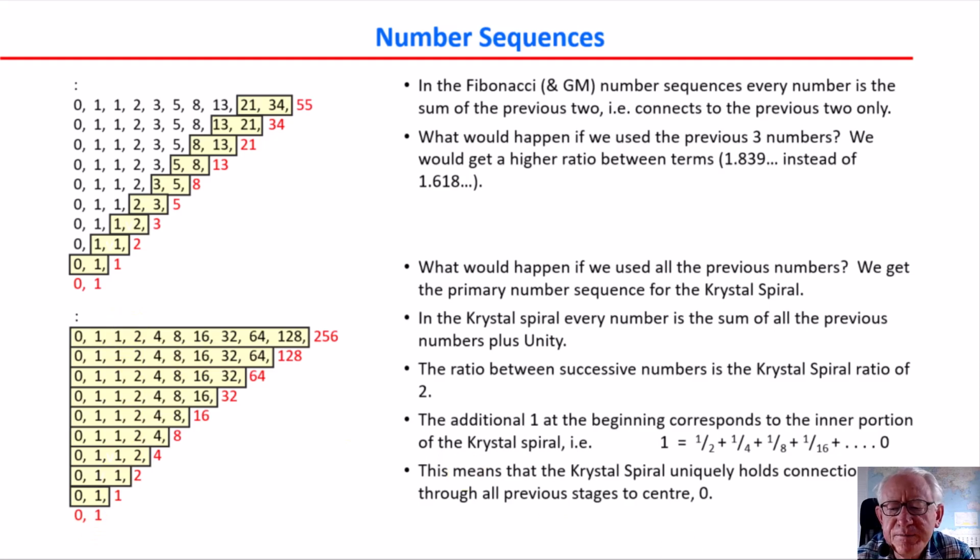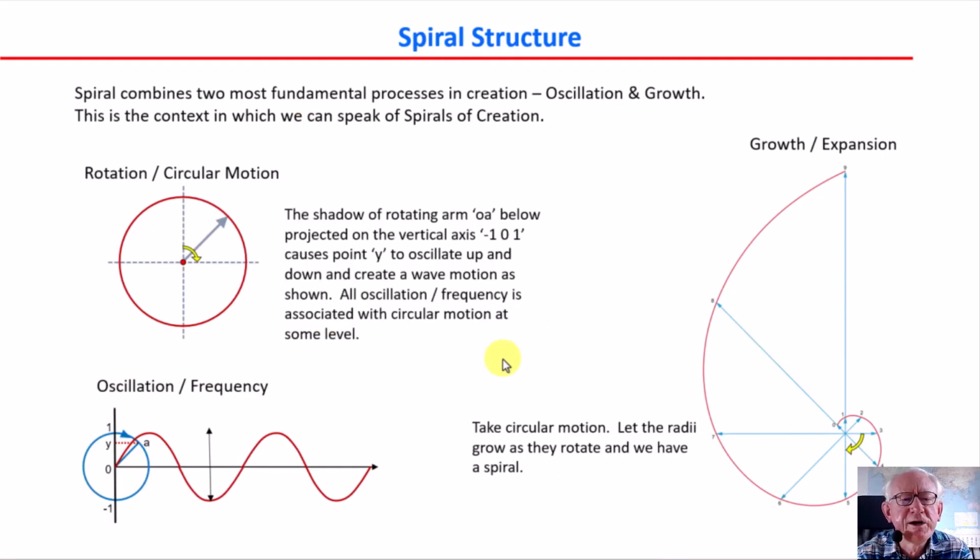When we look at the structure of a spiral, we can see why it's such an important symbol within creation. It combines two of the most fundamental processes in creation. It combines the process of oscillation and of growth and decay. Now, circular motion is associated with oscillation and frequency. In other words, if we look at the circle and we consider a radius, one of the arms of the circle, rotating continuously, the shadow of that rotating arm will oscillate up and down on the axis. And in doing so, it will create a wave pattern.